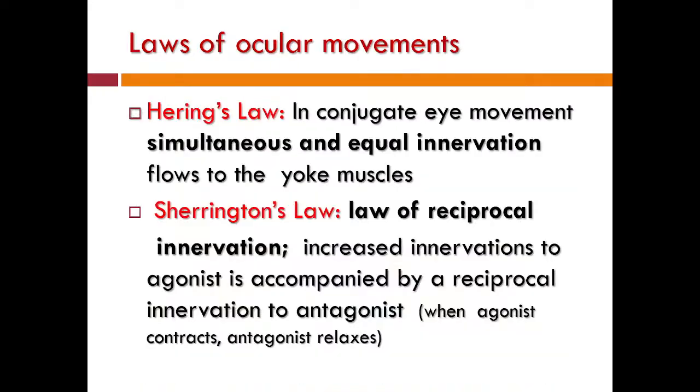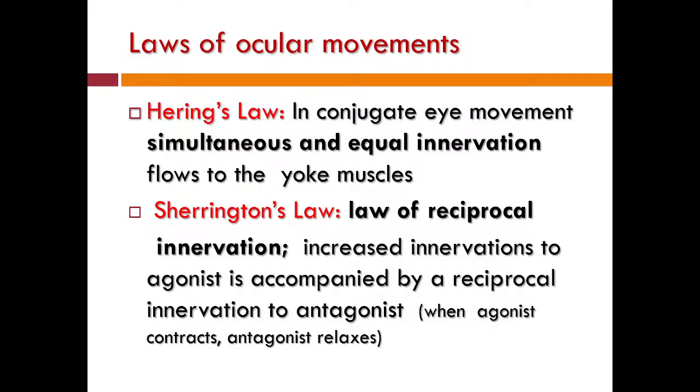Now, if you understand this yoke muscle, you are able to understand these laws also. Okay. So, they are laws of ocular movement known as Hering's law and Sherrington's law. Okay. So, there are 2 laws. What do these laws say? Hering's law says that in conjugate eye movement, simultaneous and equal innervation flows to the yoke muscles. Very simple. If I want to look towards the right side, there has to be equal innervation from the brain to the lateral rectus and medial rectus, equal and simultaneous. Then only this movement is possible.